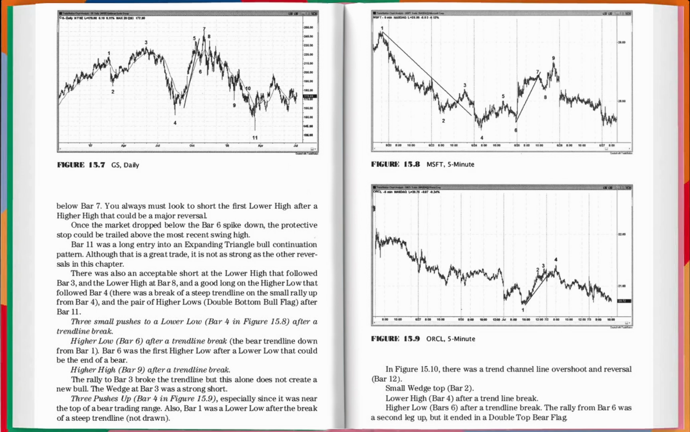In figure 15.10, there was a trend channel line overshoot and reversal bar 12, small wedge top bar 2, lower high bar 4 after a trend line break. Higher low bar 6 after a trendline break. The rally from bar 6 was a second leg up, but it ended in a double top bear flag.